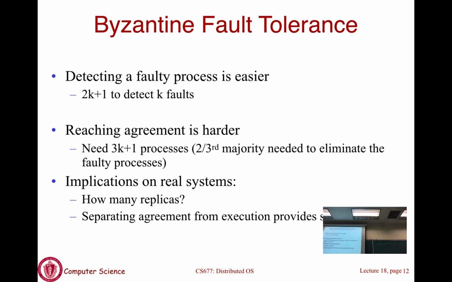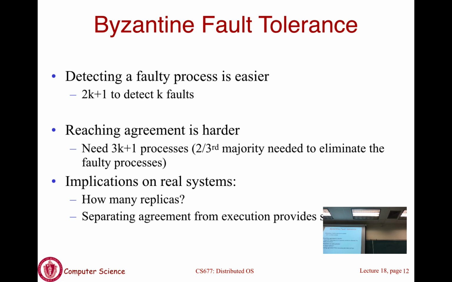That's much higher than crash faults, where you just need F plus 1 replicas to tolerate F faults, which are F nodes that just crash but don't say anything if they have failed, because you need at least one node to be up and producing the right response. So Byzantine fault tolerance is much more expensive to implement, because you need 3 times the amount of hardware to produce a system that can tolerate Byzantine faults. The reason is that you need a 2/3 majority to eliminate the faulty process.